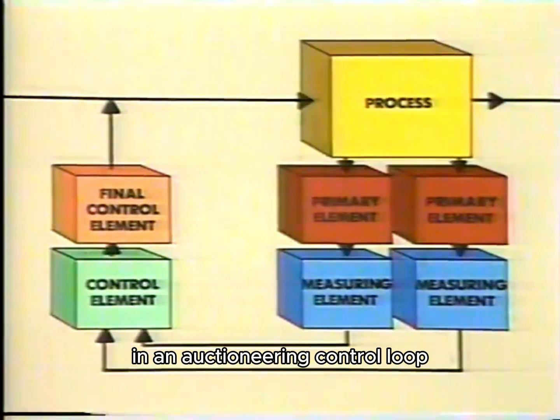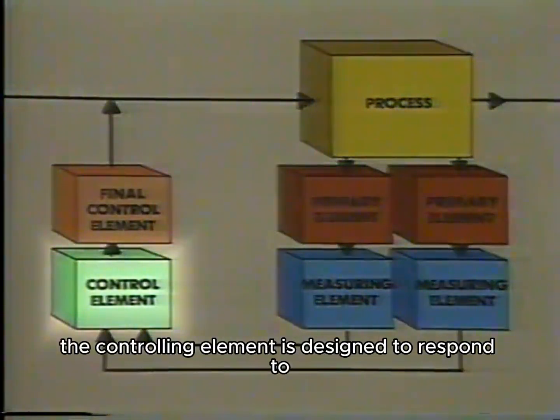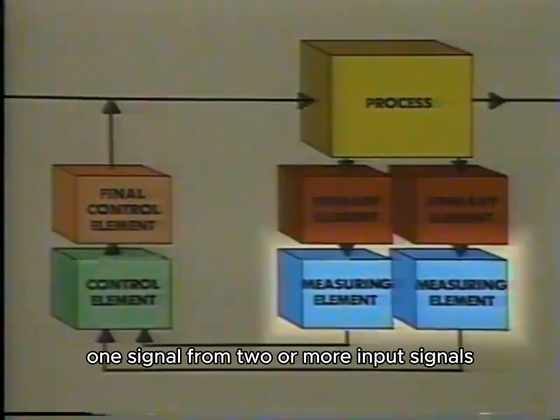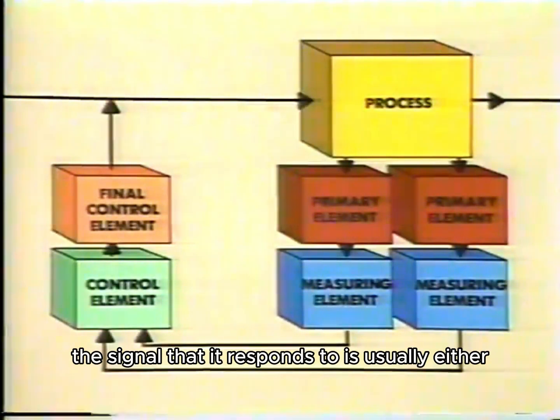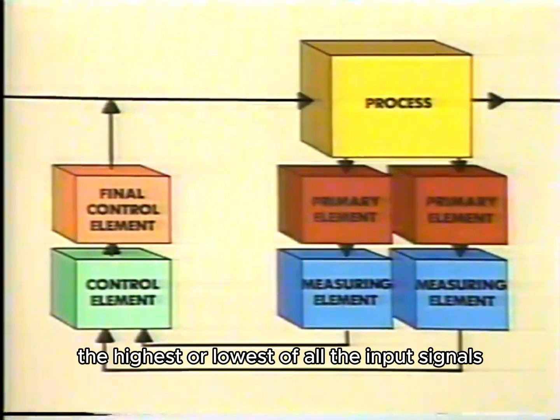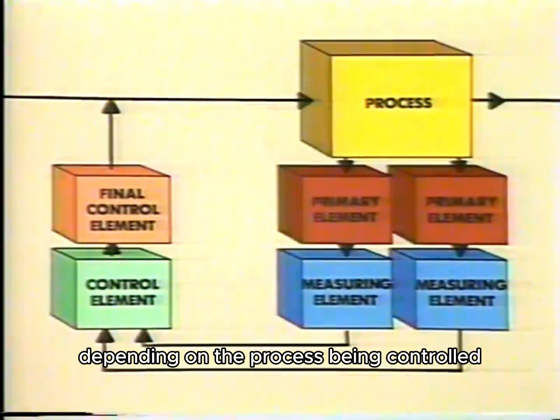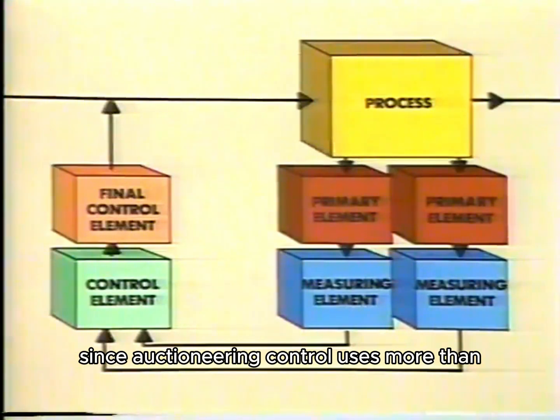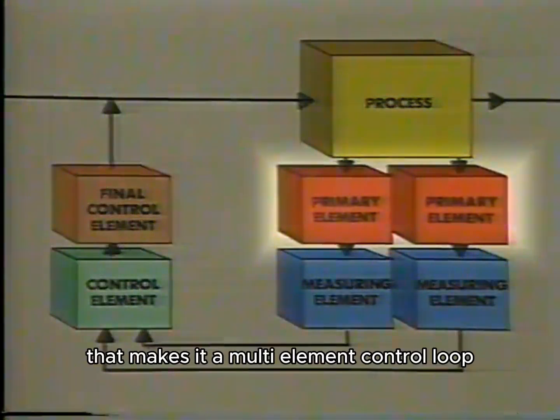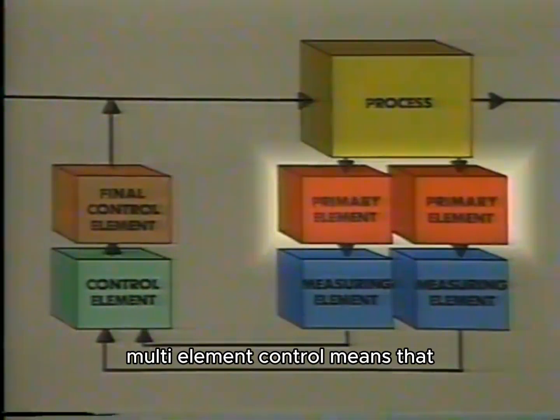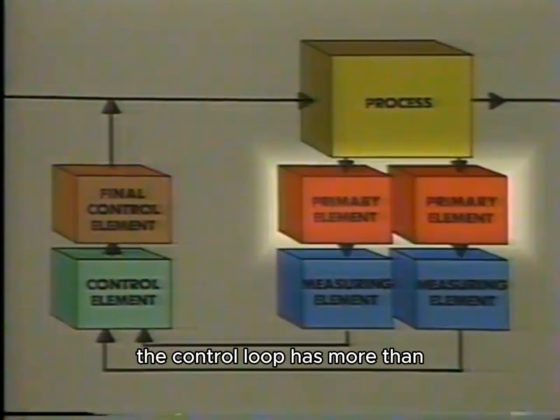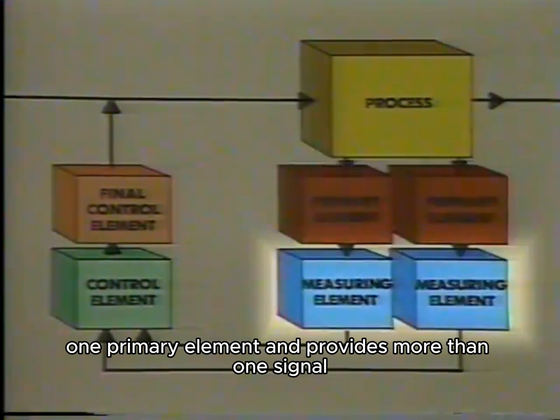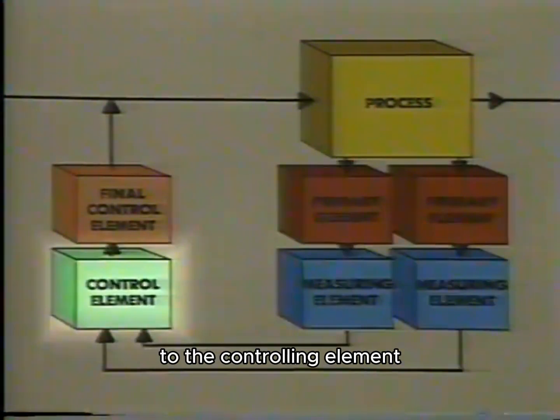In an auctioneering control loop, the controlling element is designed to respond to one signal from 2 or more input signals. The signal that it responds to is usually either the highest or lowest of all the input signals, depending on the process being controlled. Since auctioneering control uses more than one primary element, that makes it a multi-element control loop. Multi-element control means that the control loop has more than one primary element and provides more than one signal to the controlling element.